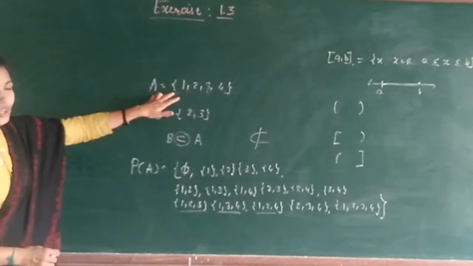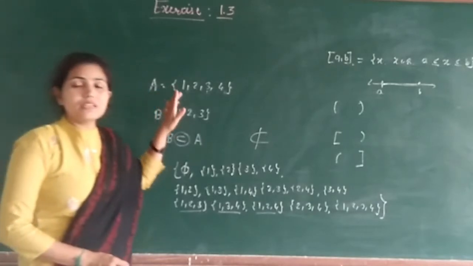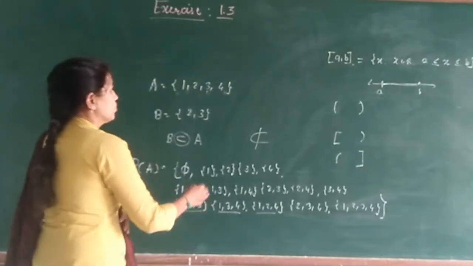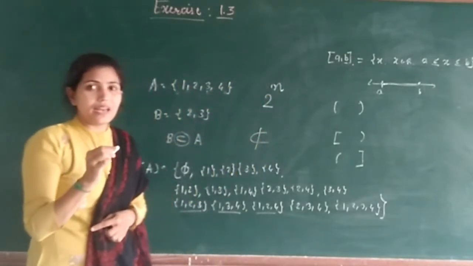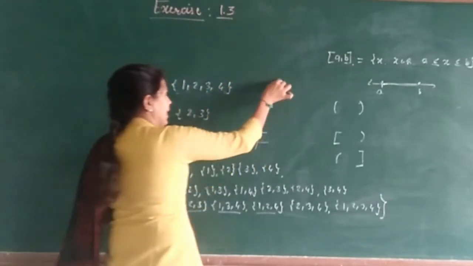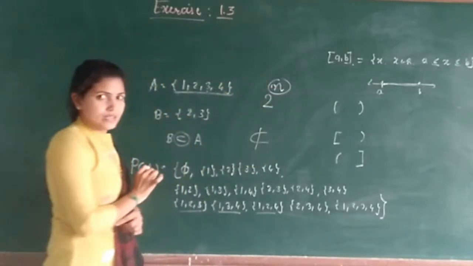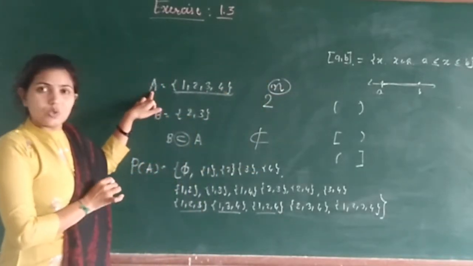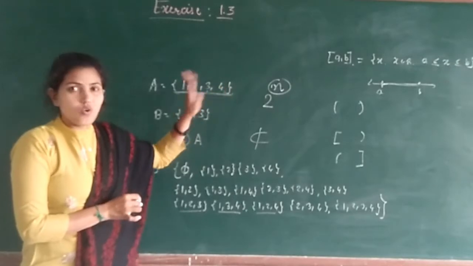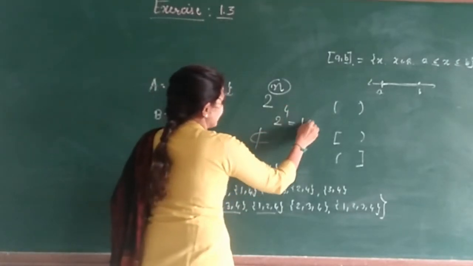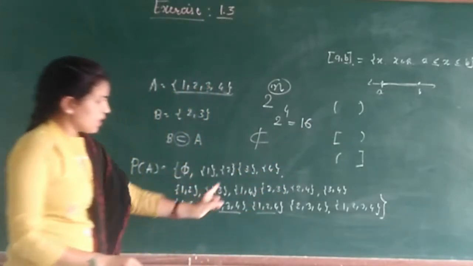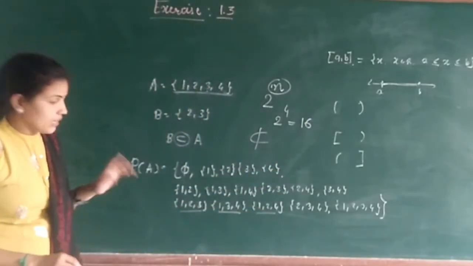For this, what you have to check is the number of elements in the power set. That I have told you, the number of elements in the power set is 2 raised to n, where n is the number of elements in the set. तो यहाँ पे आप देख सकते हो how many elements are there? 4. So therefore this can be written as 2 raised to 4. That means 16. तो यहाँ पे हमारे पास 16 एलिमेंट होने चाहिए.